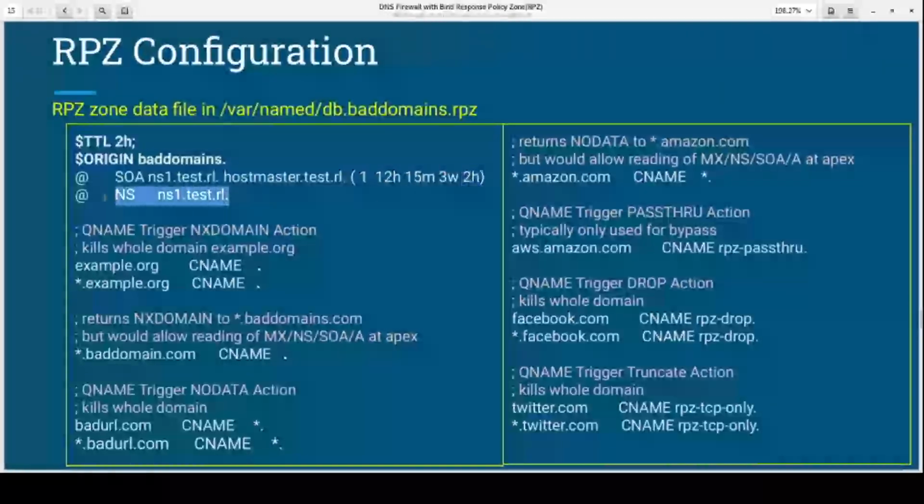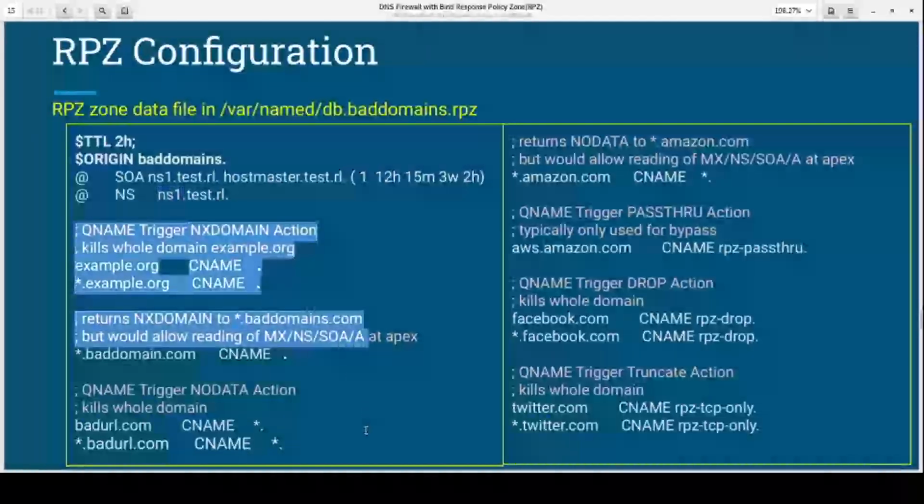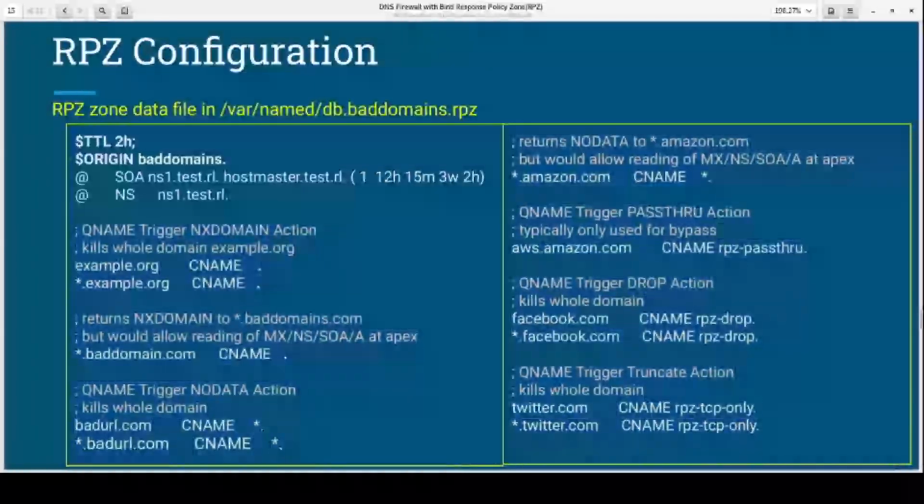Now the name server for this zone is ns1.test.rl. These are our actual firewall configuration settings. Let's review them one by one. Here is the first rule where the trigger name is QNAME and the response is NXDOMAIN. Here we are killing the entire domain example.org.